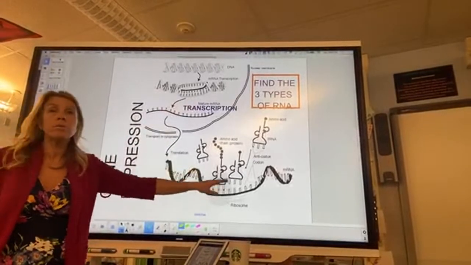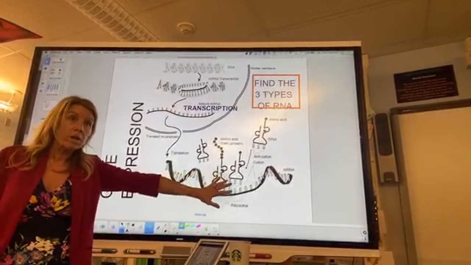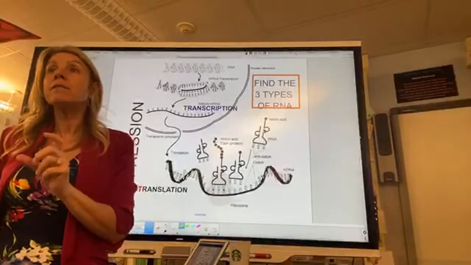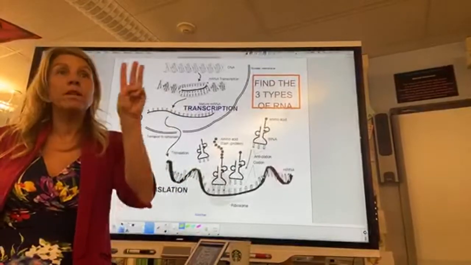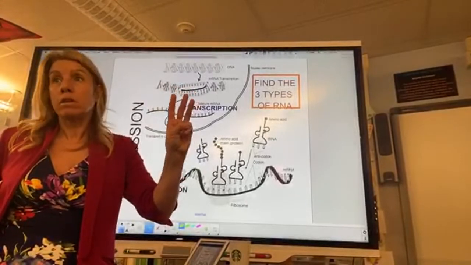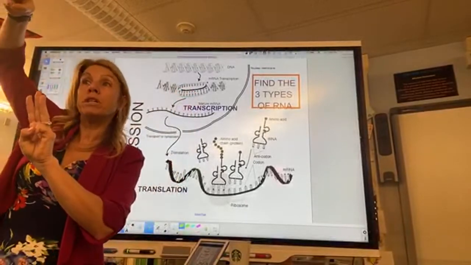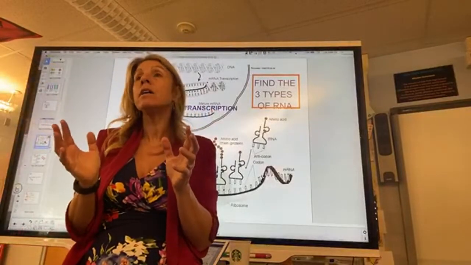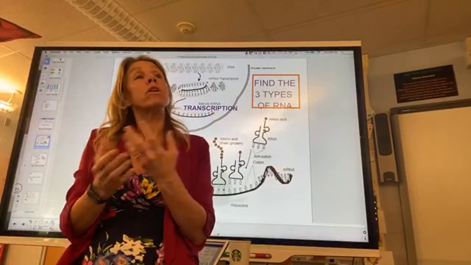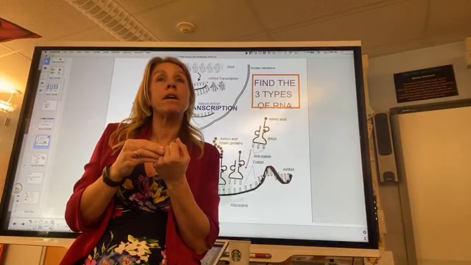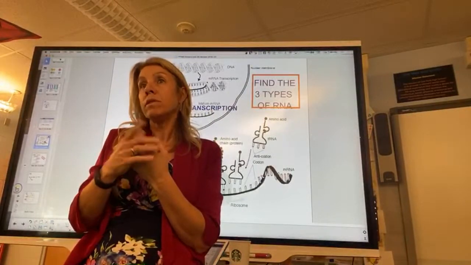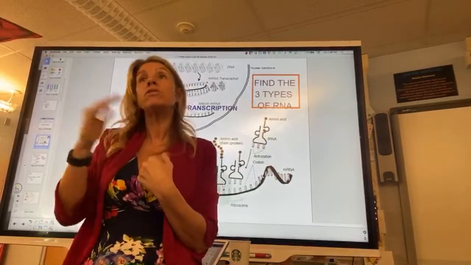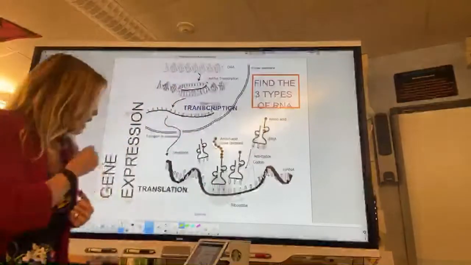Translation is building a protein using the 3 RNAs. What's the M stand for? Messenger. It has the message. That message is in 3-letter words, right? Codons. Those are complementary to anticodons on the tRNA, right? And mRNA is also complementary to something else besides tRNA. What else is it complementary to? The DNA that made it, right? Those are all complementary to each other, all right?